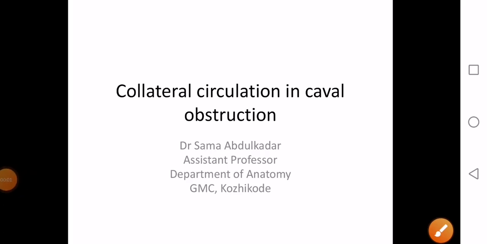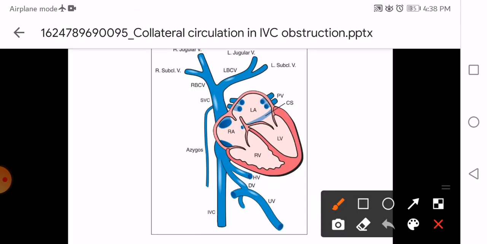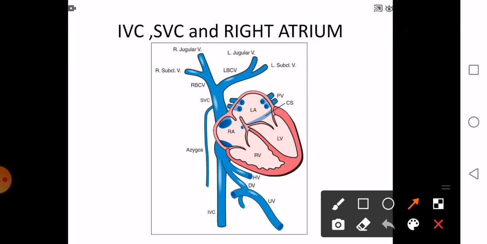In this video, we will be discussing the collateral circulation in vena caval obstruction. Now, all of us know that the venous blood in our body should ultimately be reaching the right atrium of the heart. For this purpose, we have two vessels that open into the right atrium. One is the superior vena cava, which drains the blood from the upper half of the body, and the other is the inferior vena cava, which drains the blood from the lower half of the body.